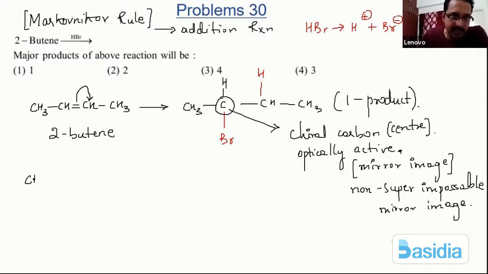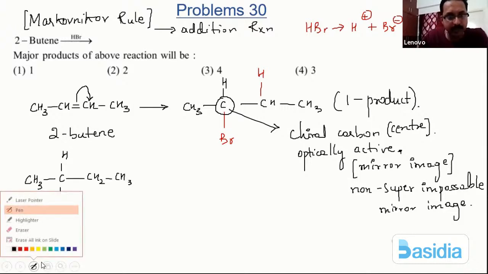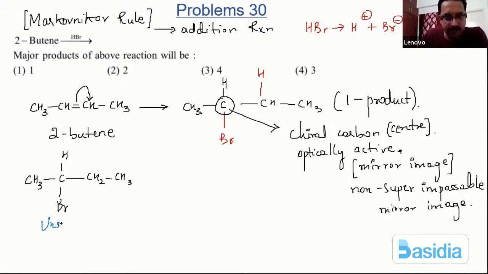So now the molecule is like this: CH3, you have a C, you have an H over here, a Br over here, then I have a CH2 and a CH3. What I do observe in this molecule is that the molecule is clearly unsymmetrical, correct? And how many chiral centers does it have? It has one chiral center. That means the N value here will be what? The N value is equal to 1.